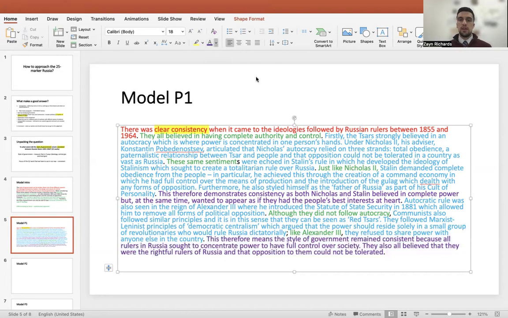So I'm going to do this in a goldish color. I'm going to say, I need to try and consider a counter argument and then link back to my overall argument. Okay, so it might look something like this.